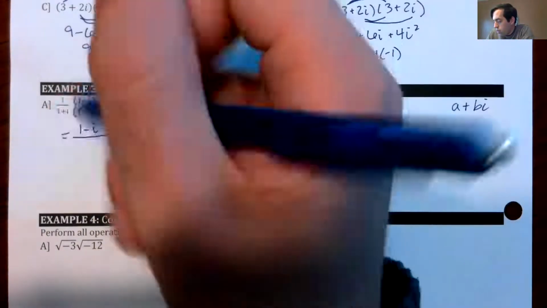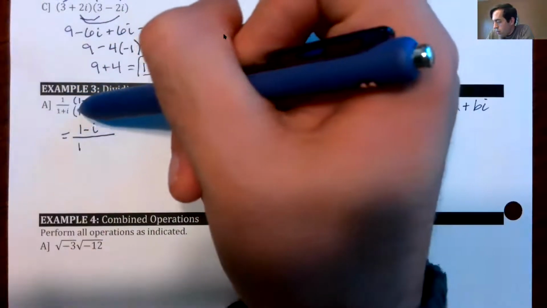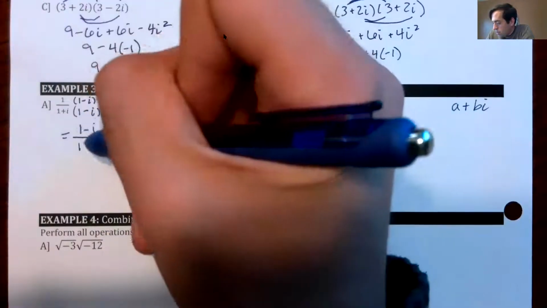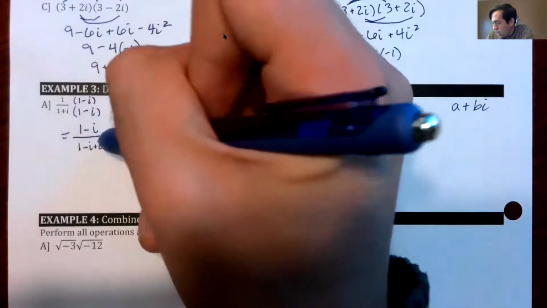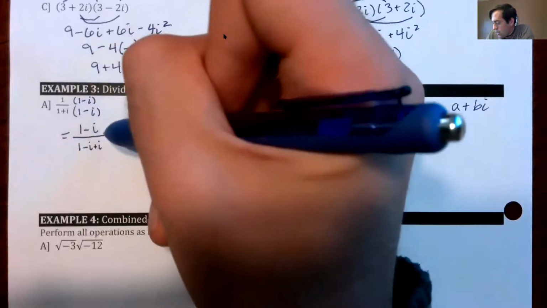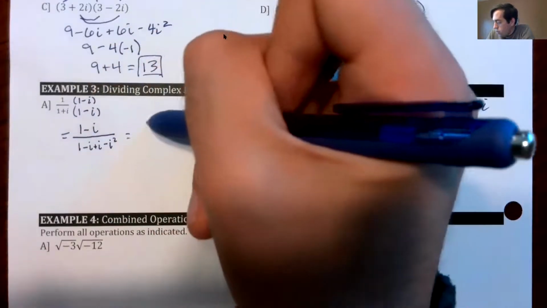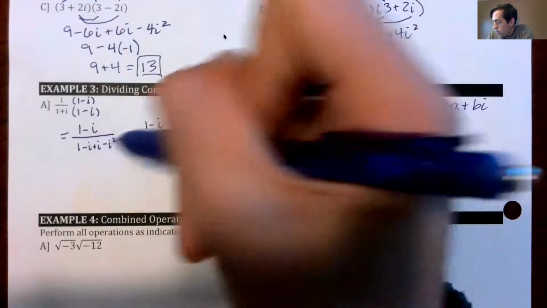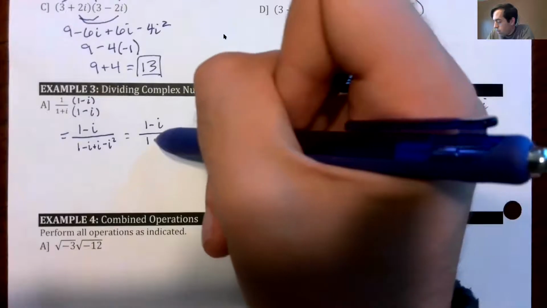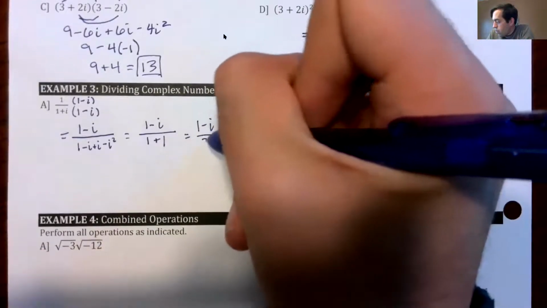So we have 1 times 1 is 1. And then we have the outer and the inner, which cancel out. I'll write it this time just so we can see it. So it's going to be minus i plus i. And then i times negative i is going to be negative i squared. So we end up with 1 minus i over 1. Those cancel. i squared becomes negative 1, so it really becomes 1 plus 1. So we get 1 minus i over 2.